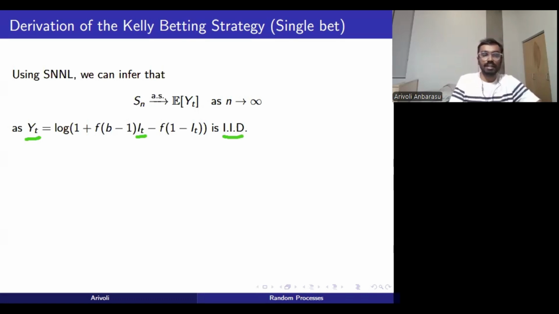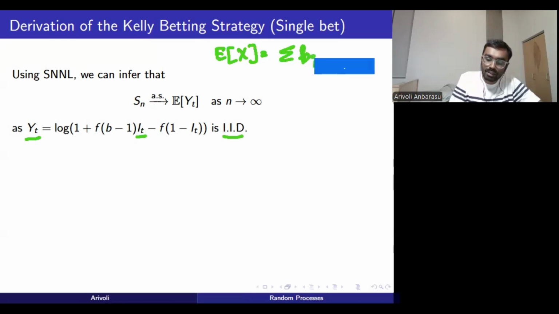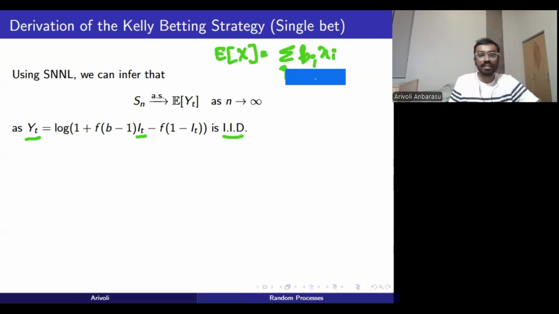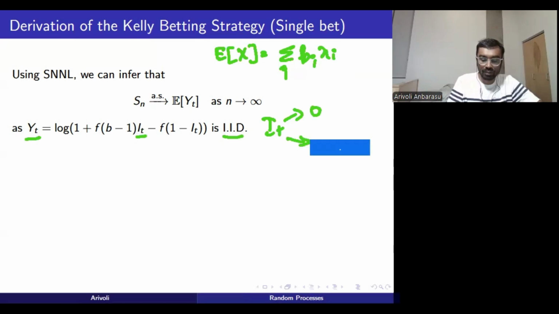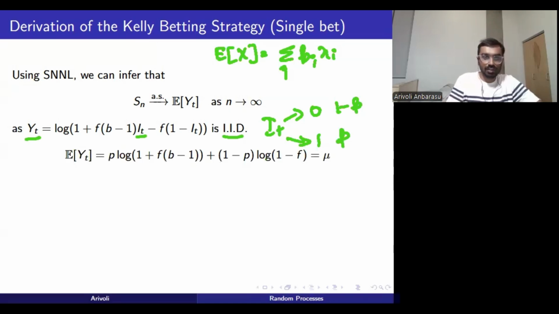So we can find the expectation of yt using the definition. The expectation of any variable x equals the summation of pi times x of i, where x of i is the value of x with the probability pi, and we are summing over all the values. In our case, we have two values for yt, as there are two values for it, which are 0 and 1 with the probability of 1 minus p and p respectively. We get the expectation of yt, which is the true average mu.